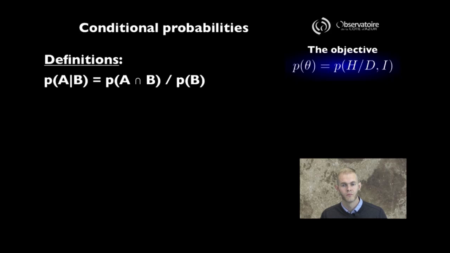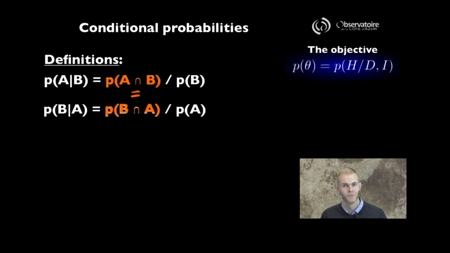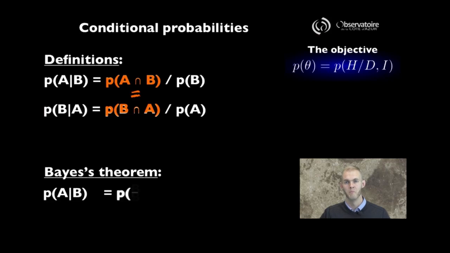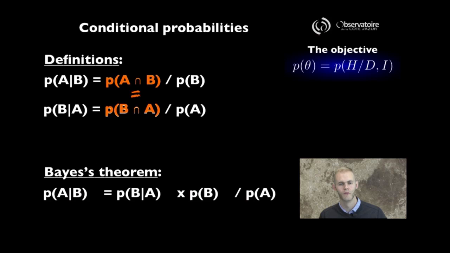Now you can write the exact same thing, switching the order of the letters, and realize that the probability of A and B, or the probability of B and A, are of course identical, simply because multiplication happens to be commutative. And so you can combine those two expressions to come up with something that is known as Bayes' theorem, that allows you to reverse the order of the letters in a set of conditional probabilities. Now it doesn't quite look yet like what we would like it to look like.